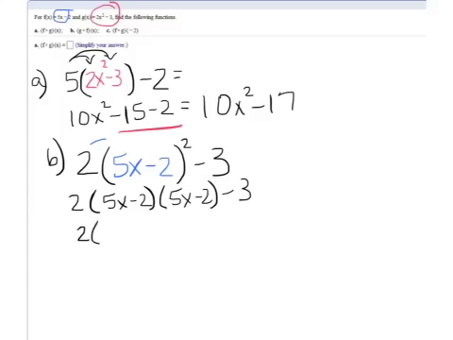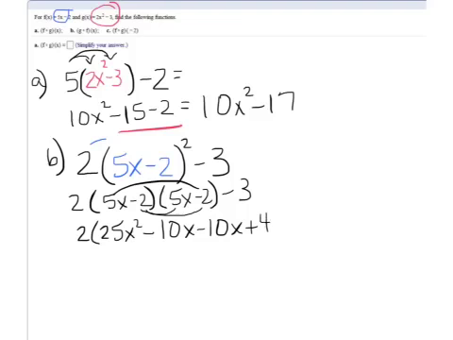But 5x times 5x is 25x squared. 5x times negative 2 gives me negative 10x, and then negative 2 times 5x here gives me another negative 10x, and then negative 2 times negative 2 gives me positive 4. And then I have my minus 3. So I'm just fixing everything as I go.